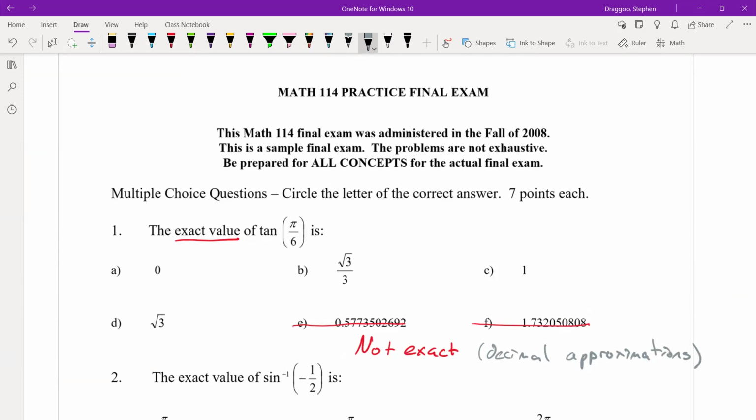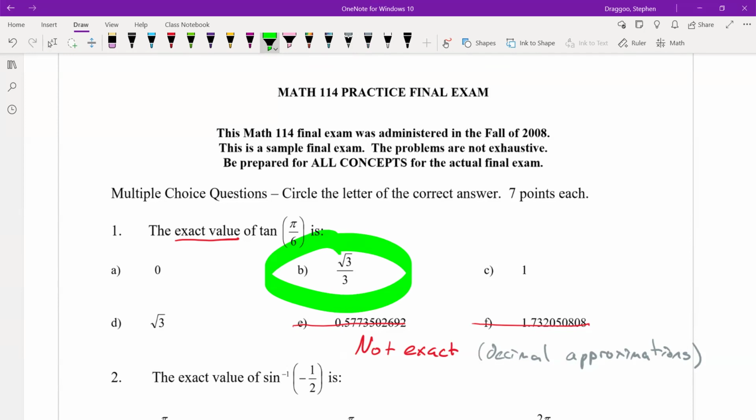So I know I don't want to pick either one of those. I instead want to pick the value of tangent pi over 6 in its exact form. And if we recall back to the unit circle, tangent of pi over 6, well, 6 is 3 plus 3. There are 2 3s in 6. So there are 2 3s in the answer. 3 over 3.